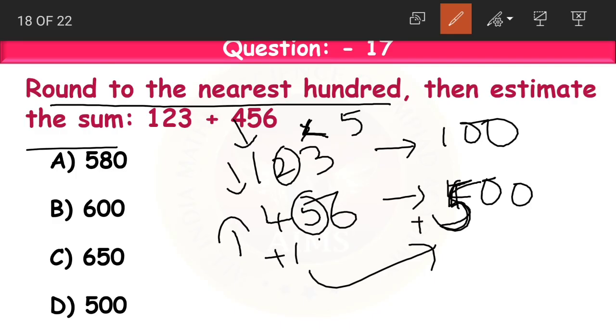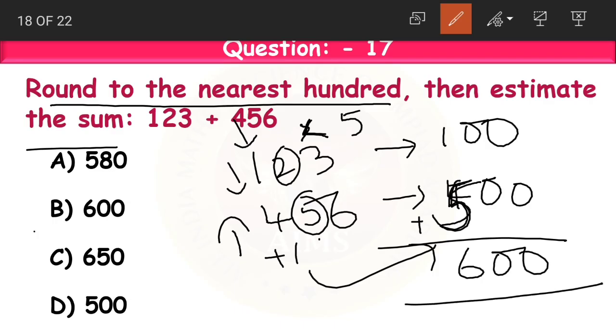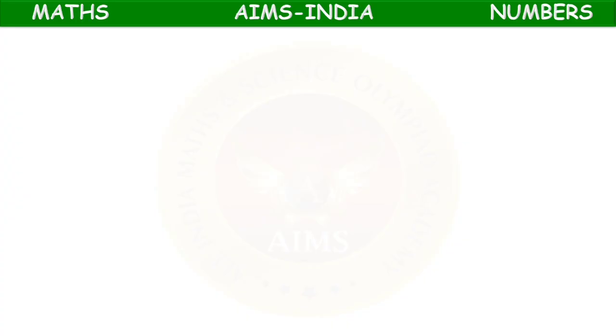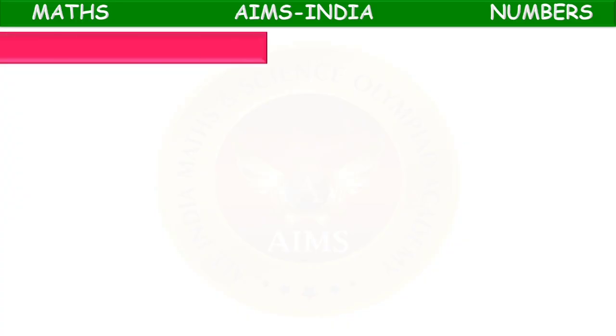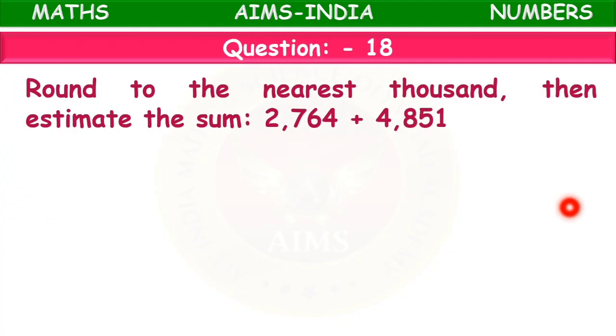Then the sum of it becomes 1 plus 5 is equal to 6. So 100 plus 500 is equal to 600. Which is the correct option? Option B, 600, is the correct answer. Moving on to question number 18.